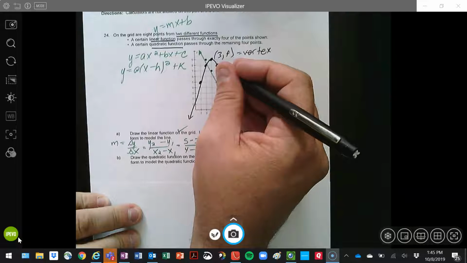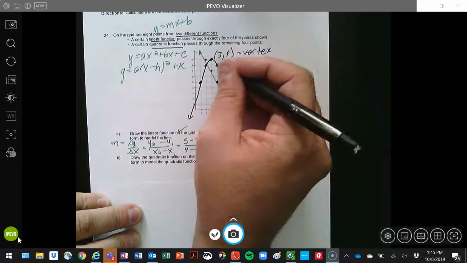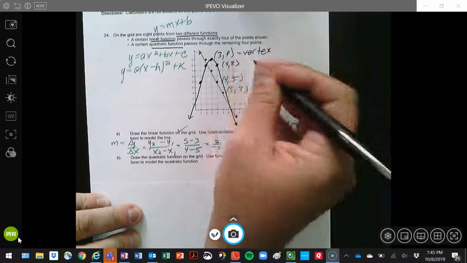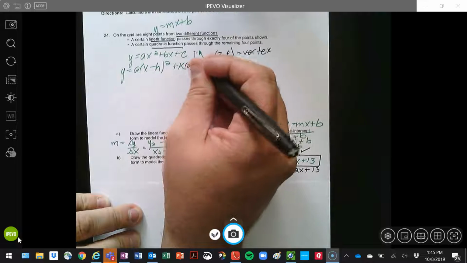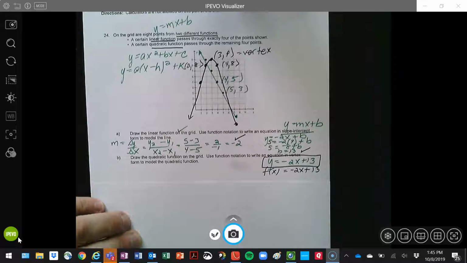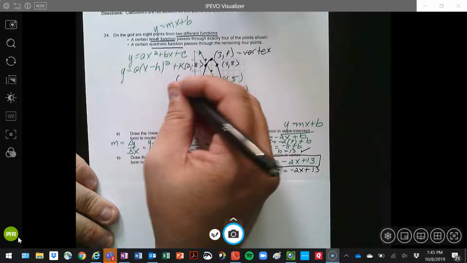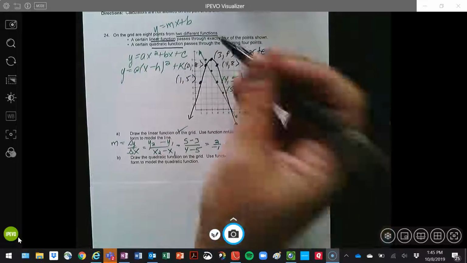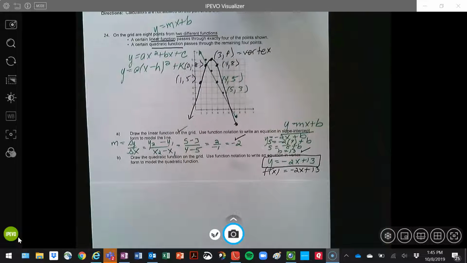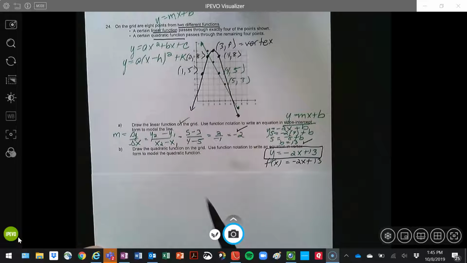These other points, what is this? This one looks like it's 4, 8. This other one on the side is 2, 8. Those are points that are on the parabola, just like the point 1, 5. But 3, 9 is special, it's the vertex. Let's see why that's so important.